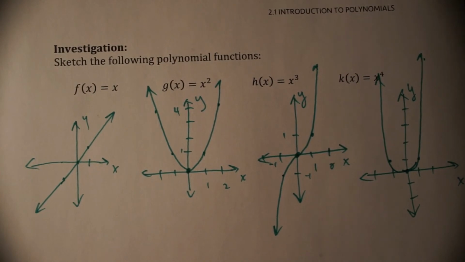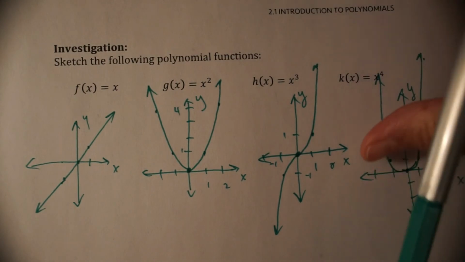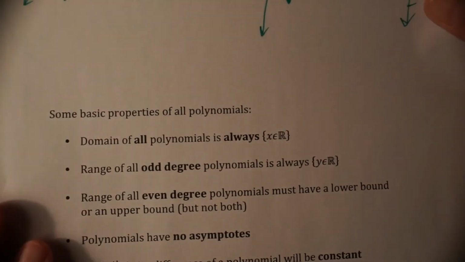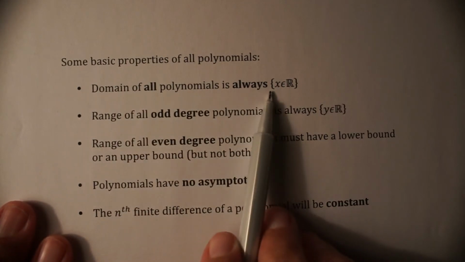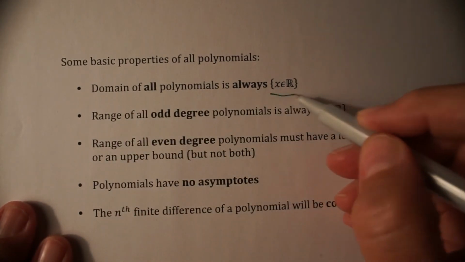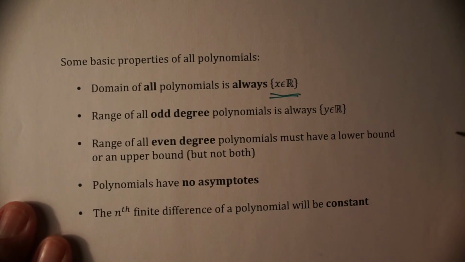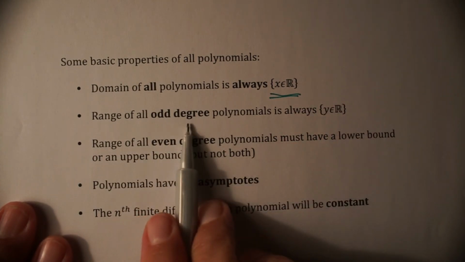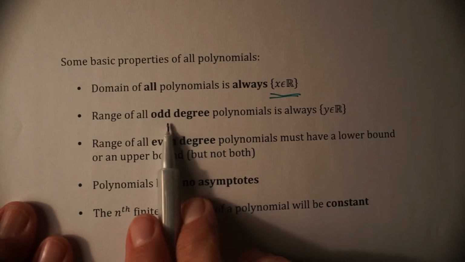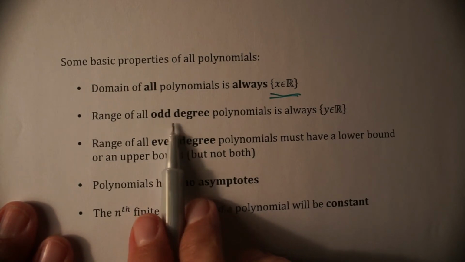So the domain is always x is an element of R. So we have the domain of all polynomials is always x is an element of R. That's how we write that. It means it can be any real number. The range of an odd degree. Now odd degree, remember degree is the exponent. The odd ones would be 3, 5, 1.